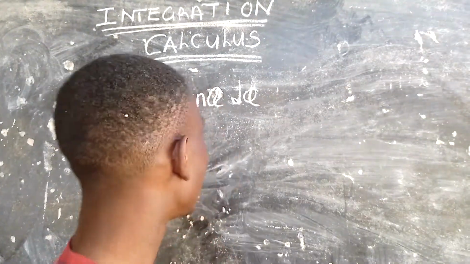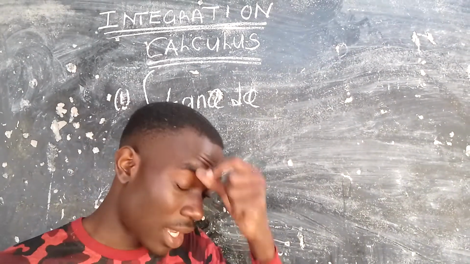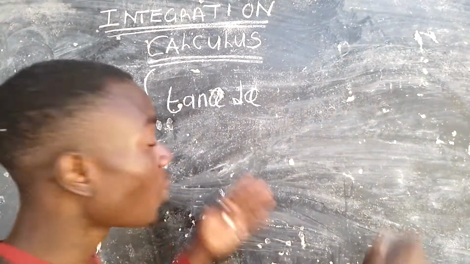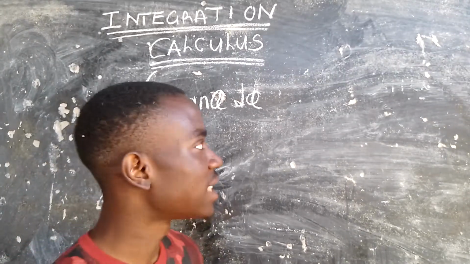Now, if you're given a question like this one that said integrate tan theta d theta, what are you supposed to do? Should we go direct and just do it the way it's supposed to be, or should we use some other knowledge and bring in some other identities?